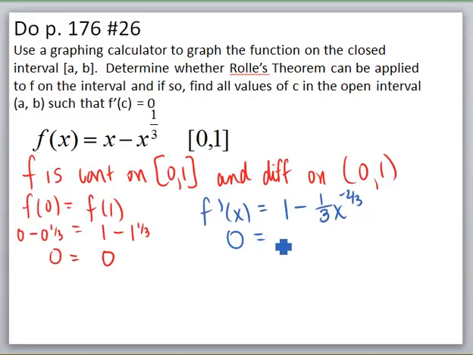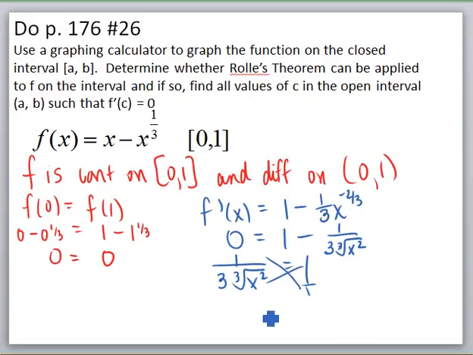We're going to set this equal to 0. So it'll be 1 minus, let's rewrite this without the negative exponent. So I'll move that to the other side. And then what I like to do is just simply cross multiply. So I end up getting 1 equals 3 times the cube root of x squared. I'll divide by 3 on both sides, so I get 1/3 equals the cube root of x squared.